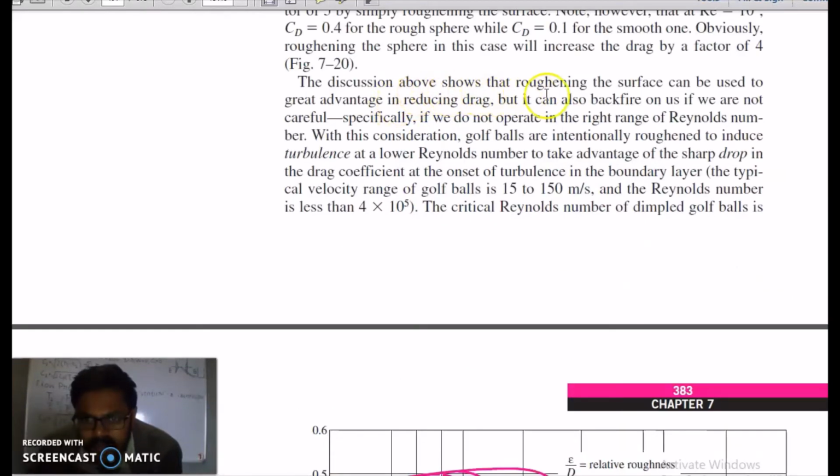So the above discussion shows that roughening the surface can be used to great advantage in reducing drag, but it can also backfire on us if we are not careful, especially if we do not operate in the right range of Reynolds numbers. Golf balls are intentionally roughened to induce turbulence at a lower Reynolds number, to take advantage of the sharp drop in the drag coefficient at the onset of turbulence in the boundary layer.